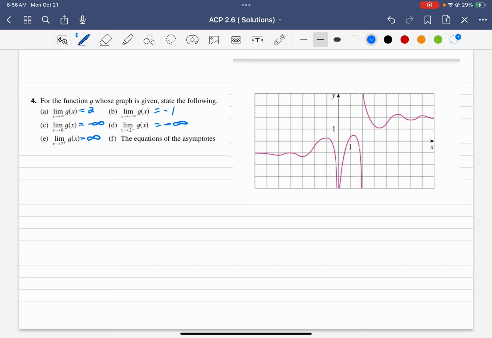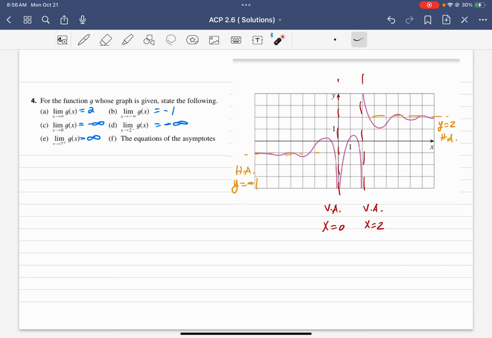And then the equation of any asymptotes. Well, it looks like we have a vertical asymptote at x is equal to 0. We have a vertical asymptote at x is equal to 2. And it looks like we have a horizontal asymptote at y equals 2. And we have a horizontal asymptote at y is equal to -1.